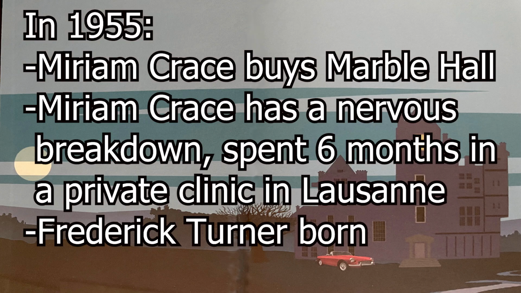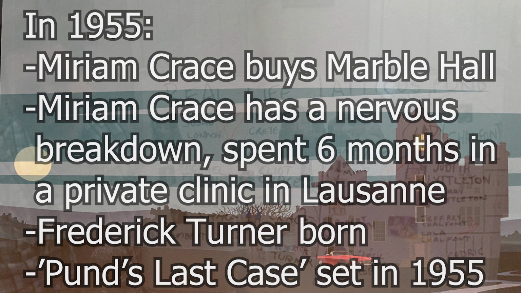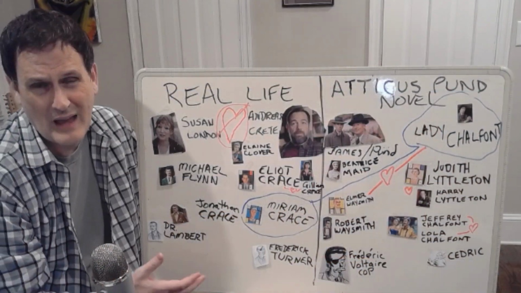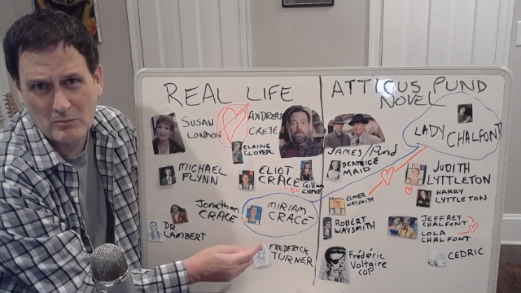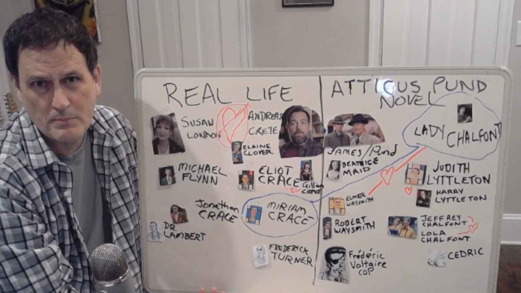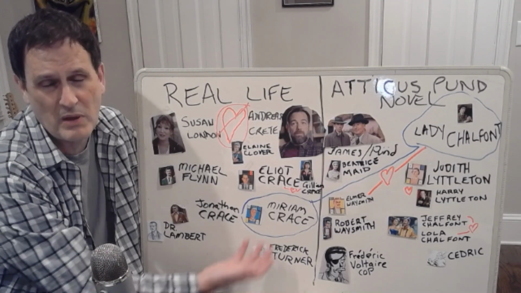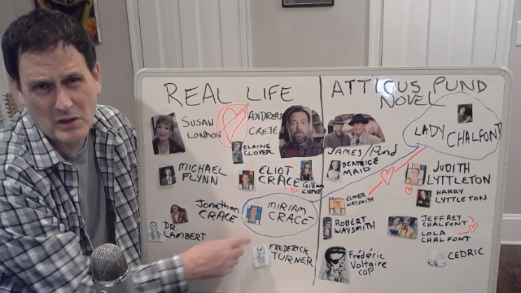I should also mention 1955. That's the year the Atticus Pund manuscript, Pund's Last Case, is set, 1955. Focus on 55. What do I know about Frederick? Not much, but what's funny is I don't suspect him in killing Miriam Crace. Yeah, he could be upset. Wait, I'm your child and you gave me up for adoption and kind of treated me poorly? That could be a motive for him to kill Miriam Crace, but I don't think Frederick Turner killed her.